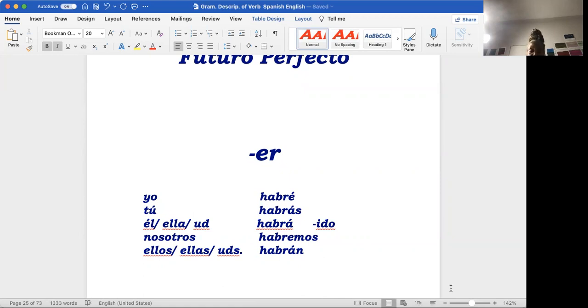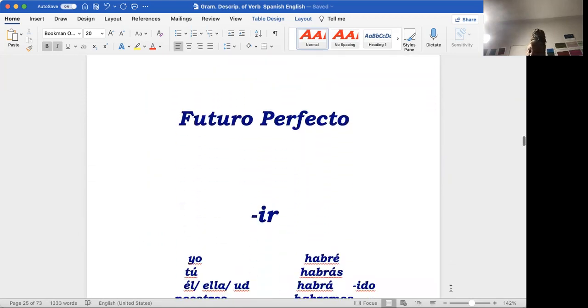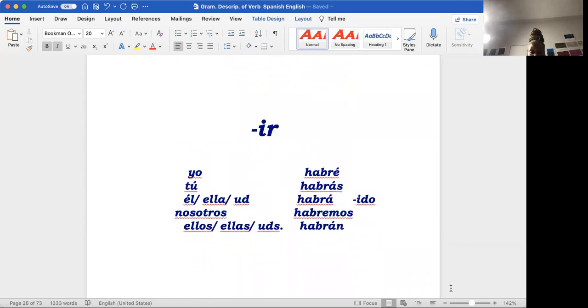Okay, let's look at the IR. Same thing, exact same thing. Habré, habrás, habrá, habremos, excuse me, habrán. Then the verb vivir, which is the main verb, get rid of that IR, vivido. Habré vivido, habrás vivido, habrá vivido, habremos vivido, habrán vivido. And that's the future perfect, which a lot of people have never used or have used so rarely that when they use it, they're not even aware.